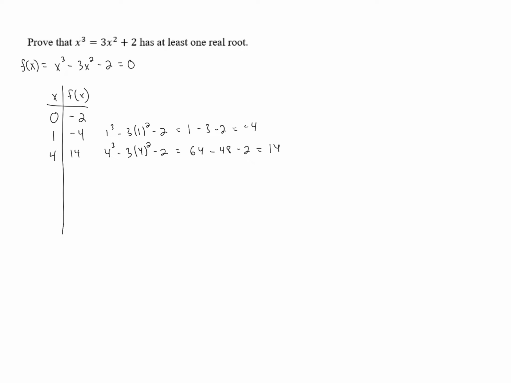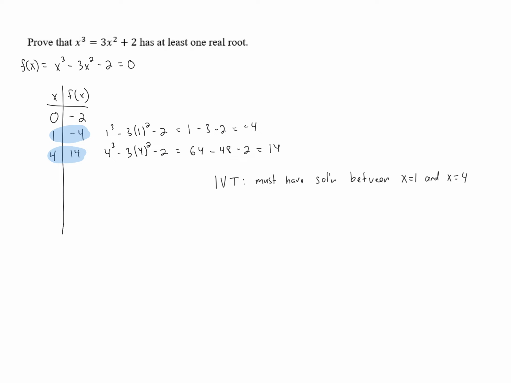And now we can see that we've got an x value that gives us a negative value and an x value that gives us a positive value for the function. So by the intermediate value theorem, that tells us we must have a solution to the equation between x equals 1 and x equals 4.